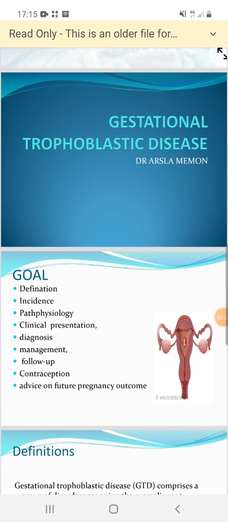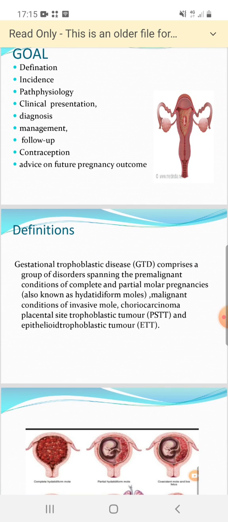I'll discuss with you the definition, incidence, pathophysiology, clinical presentation, how we diagnose, and then management, and the more important follow-up and contraception and advice on the future pregnancy outcome.